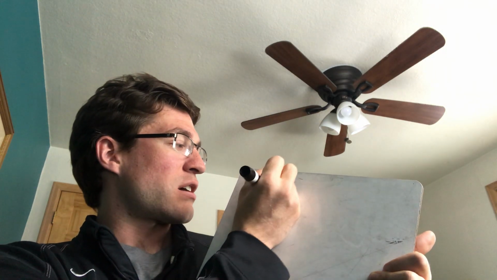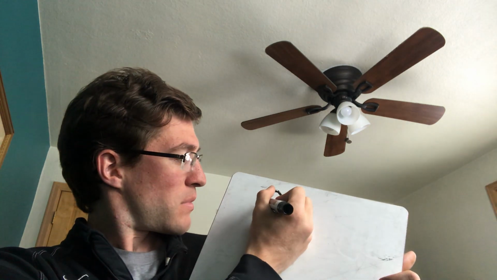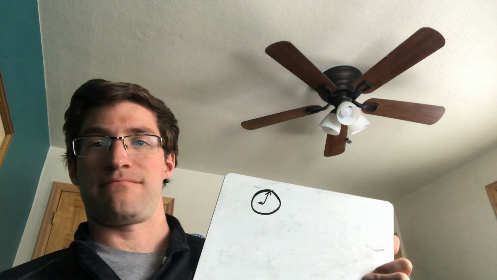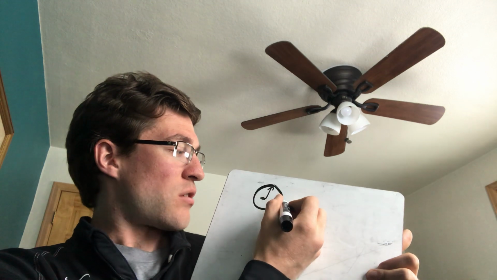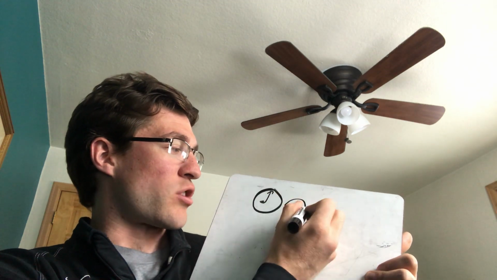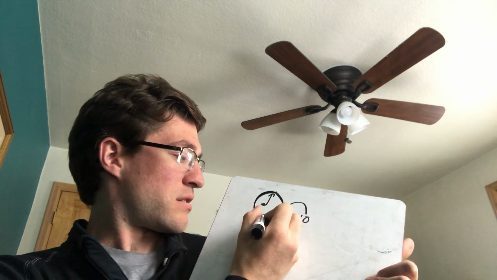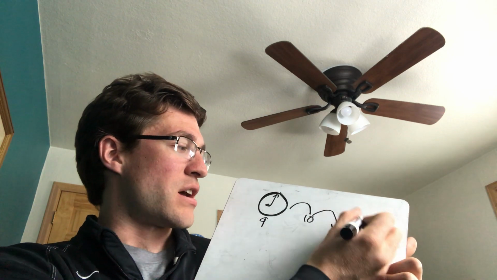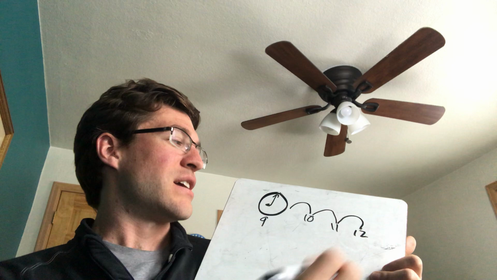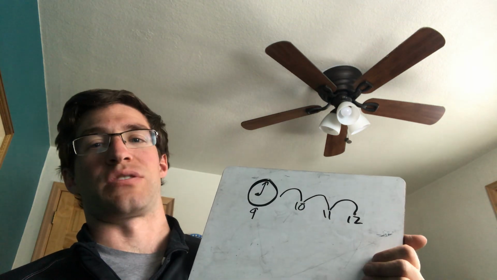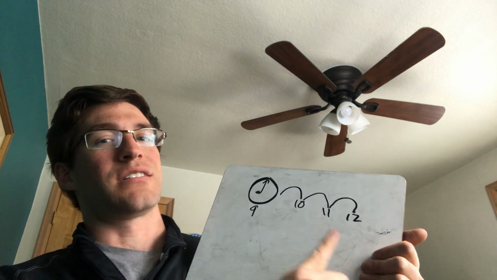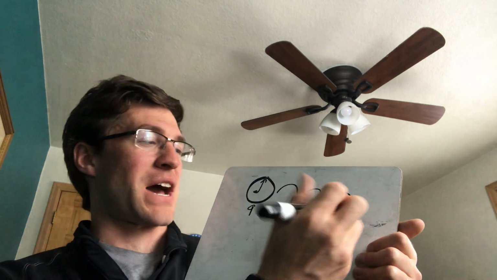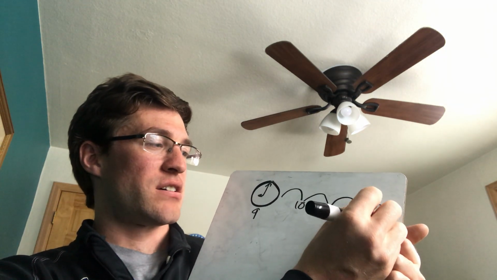So if I look at a clock, 9 o'clock looks like that. So then I know that one more hour would be 10 o'clock. This is 9 o'clock. Another hour would be 11 o'clock. Another hour would be 12 o'clock. Now something special happens when we're working with clocks. Does it go to 13 o'clock? It doesn't. It goes back to 1 o'clock.